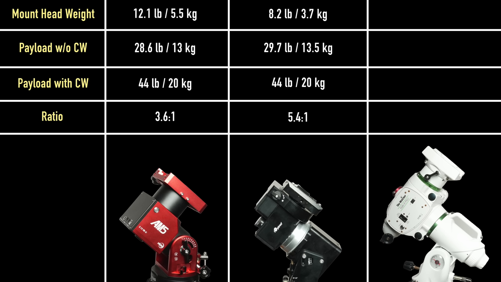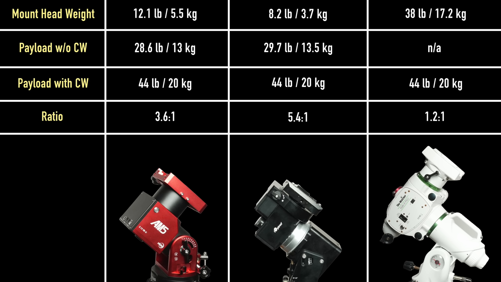The Sky-watcher EQ6-R mount head weighs 38 pounds. The max payload without counterweights is not really a feature of this mount, but I can tell you I've put a few pounds on it without counterweights and it still tracks fine. The max payload with a counterweight is 44 pounds. The ratio of max payload to mount weight is 1.2 to 1.